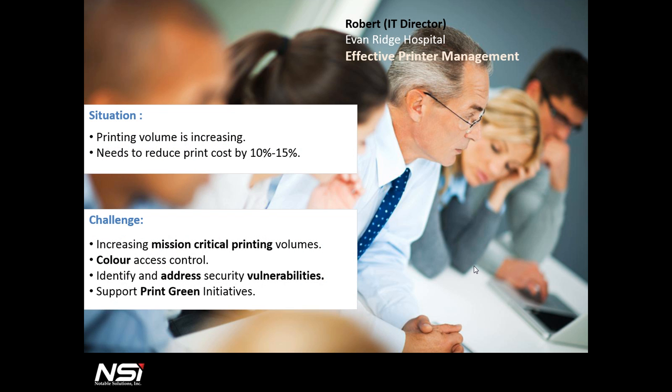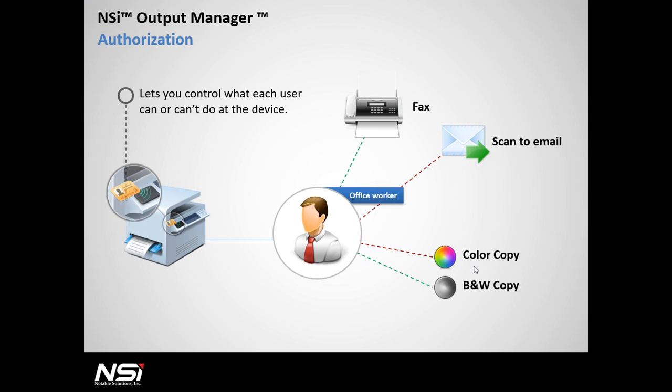Let's have a look at Robert, the IT director. Print is still going up in most companies, not necessarily high volume print, but the printing of emails and brochures and all sorts of other document types which come from the office. So his challenge is to basically reduce the amount of spend. And one simple way of doing this is, for example, controlling access to color. But he still needs to be able to guarantee the correct printing of mission critical things. In a hospital, that would probably be patient lists and appointment cards and so forth.